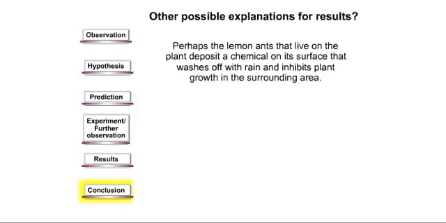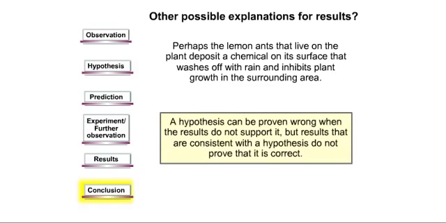Perhaps the lemon ants that live on the plant deposit a chemical on its surface that washes off with rain and inhibits plant growth in the surrounding area. The ant-produced chemical might also have gotten into your extract, along with the chemicals produced by the plant itself. A hypothesis can be proven wrong when the results do not support it, but results that are consistent with the hypothesis do not prove that it's correct.